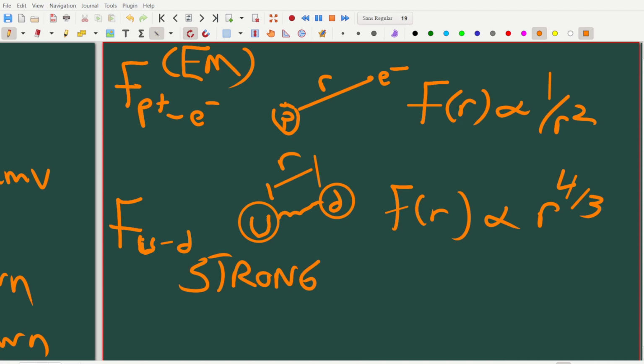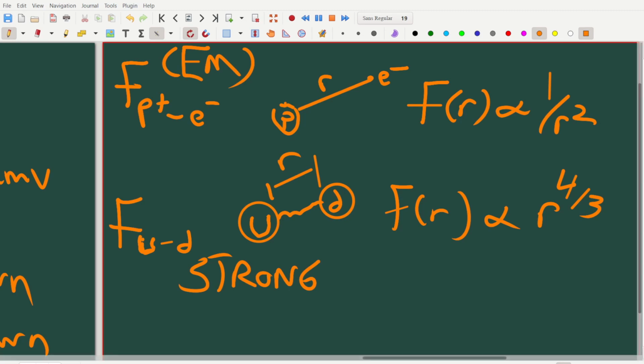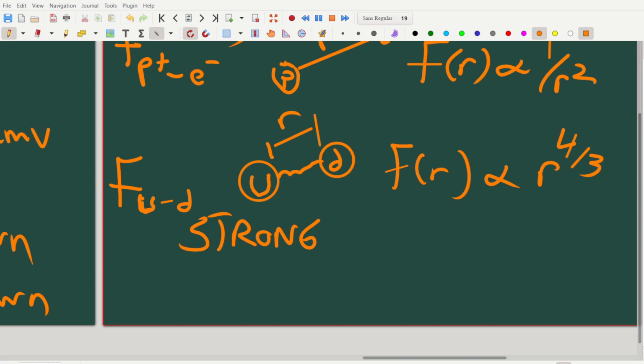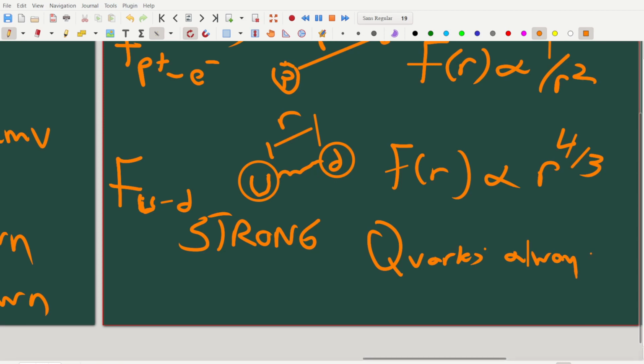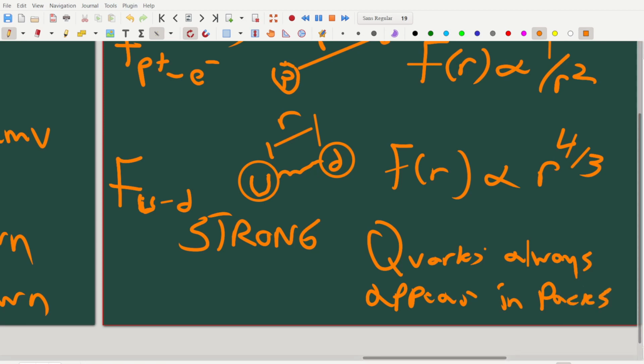So because it's impossible to pull quarks apart, quarks always appear in pairs or bigger. Let's say in packs. They can be triplets, they can be pairs, and so on. They always show up in packs. If you pull a proton apart, an up and a down, and the two ups and the down, once the proton breaks, you can't break it apart. The quarks actually magically generate new quarks to create a pair.